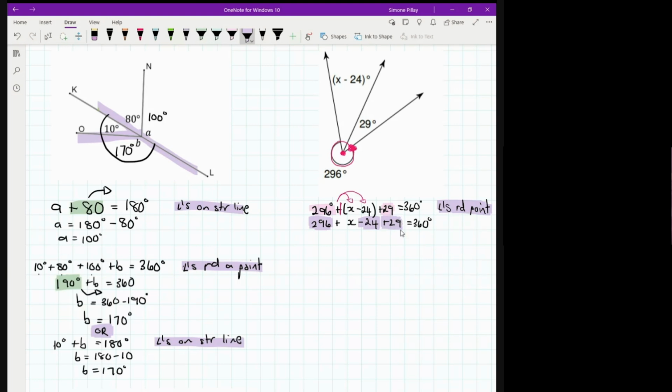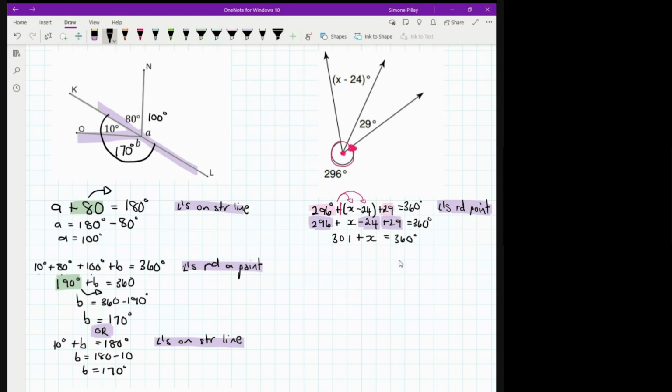These are all my constants, so they are like terms. So when you said 296 plus 29 minus 24, what did you get? I'm thinking 301. Yes, ma'am, I did. Okay, so now you have 301 plus x equals 360, right? Yes, ma'am.